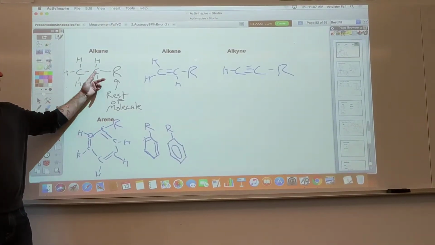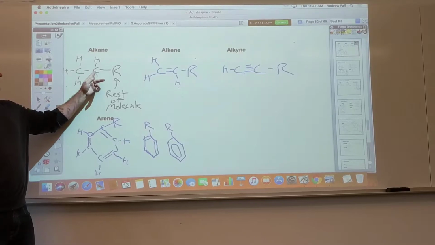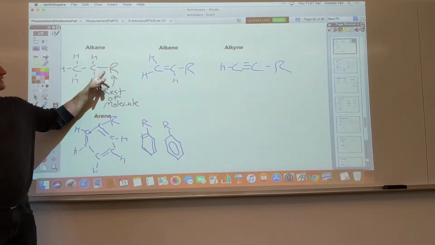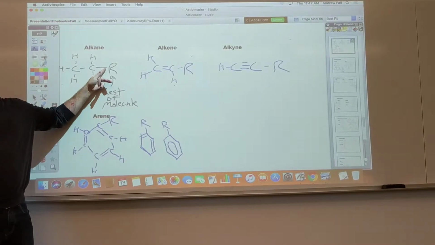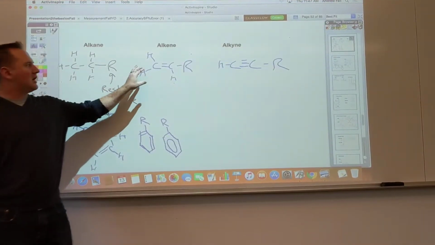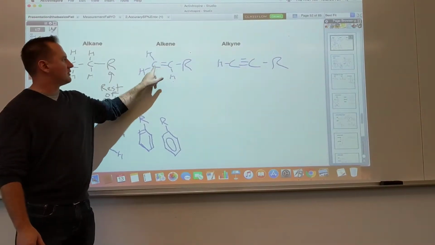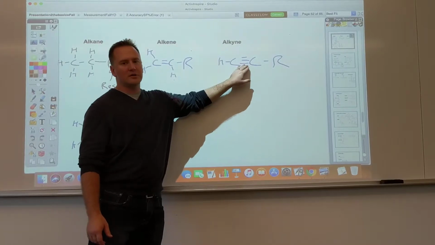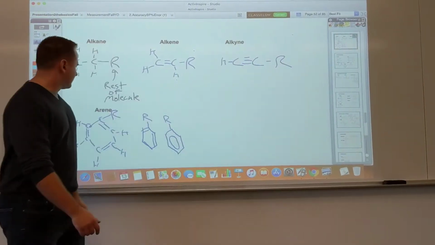So we have alkane groups, where you have just carbon and hydrogen, no double bonds, just single bonds. And then we're going to represent the rest of the molecule with the letter R. So alkane is all single bonds. An alkene is a hydrocarbon chain with a double bond present. And an alkyne is when you have a triple bonded carbon present as a side chain.